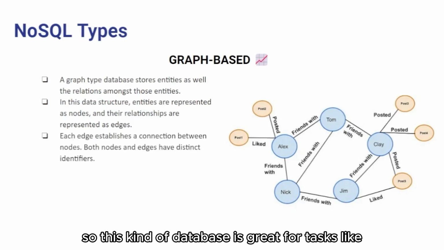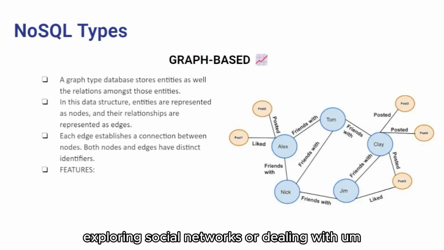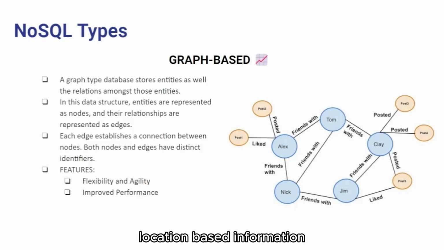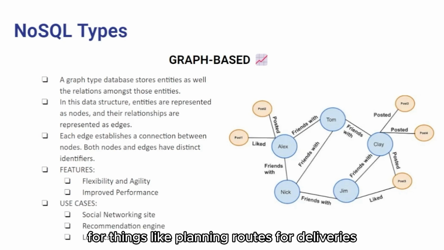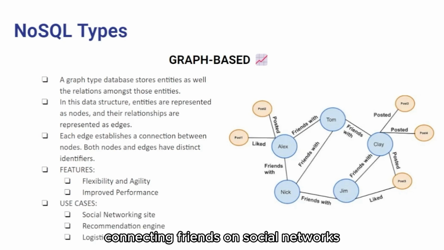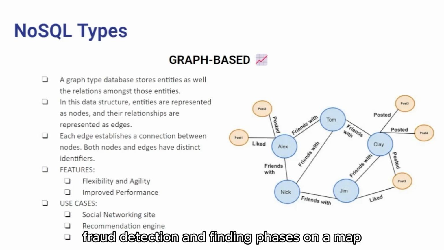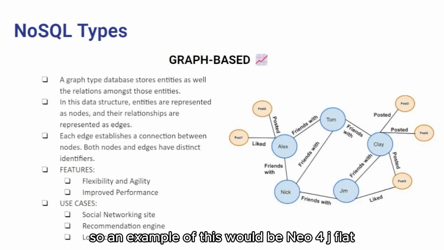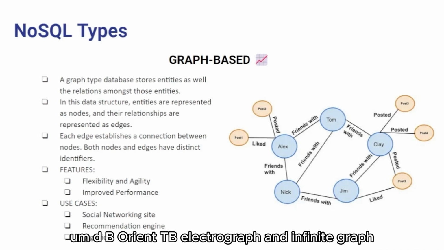So this kind of database is great for tasks like figuring out routes, exploring social networks, or dealing with location-based information. People use these databases for things like planning routes for deliveries, connecting friends on social networks, risk assessment, fraud detection, and finding places on a map. So an example of this would be Neo4j, FlockDB, OrientDB, AllegroGraph, and InfiniteGraph.